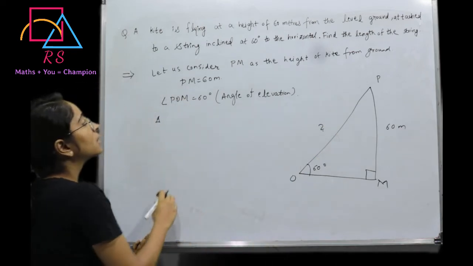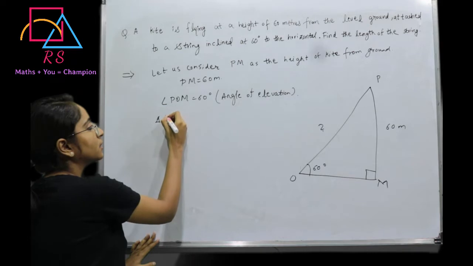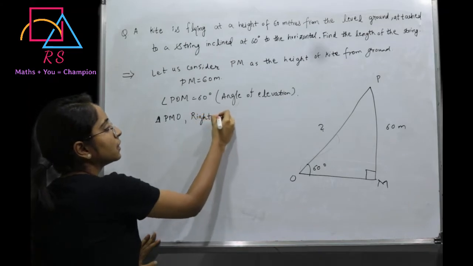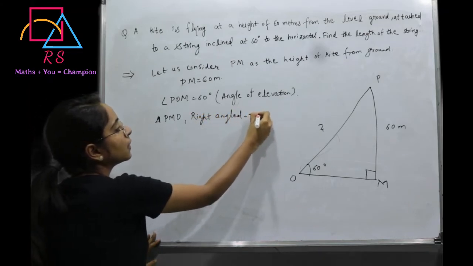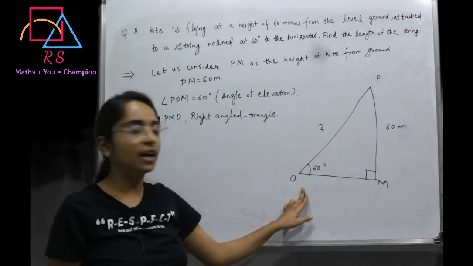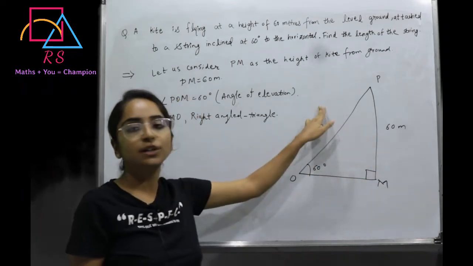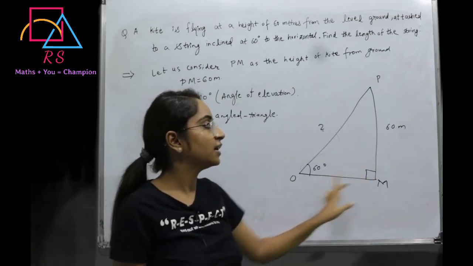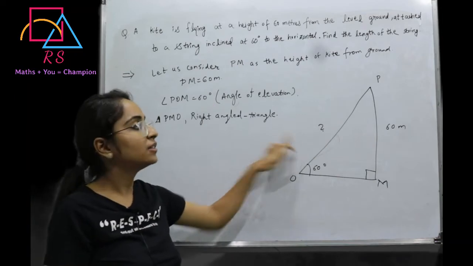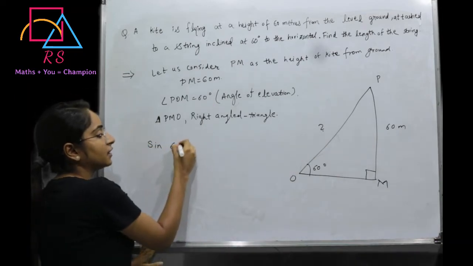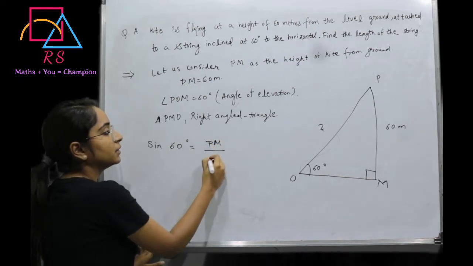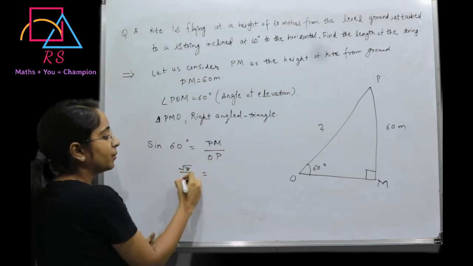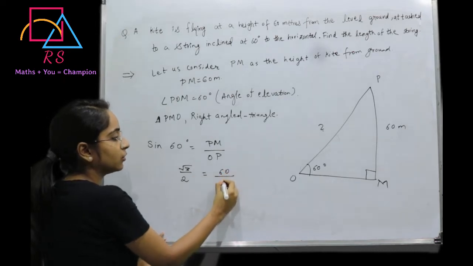So here we will consider again a right angle triangle PMO, and here also we are given an angle of elevation and we are given an opposite side. We need to find the hypotenuse side. So here we can apply the trigonometric ratio sin theta, which is opposite upon hypotenuse. Thus we will get the length of the string. So I will apply sin 60 degrees is equal to PM upon OP, which is sin 60 is root 3 upon 2, PM is 60, and OP we have to calculate.